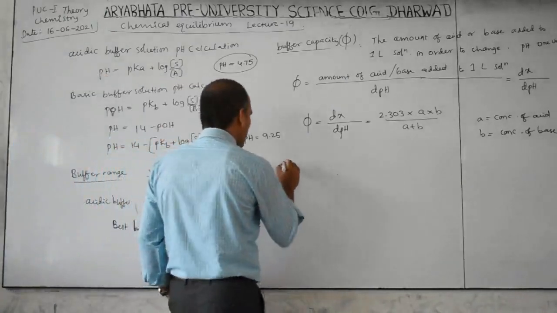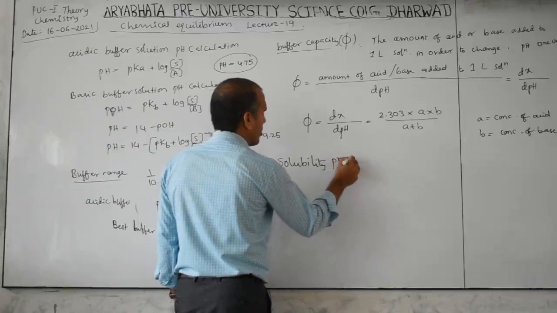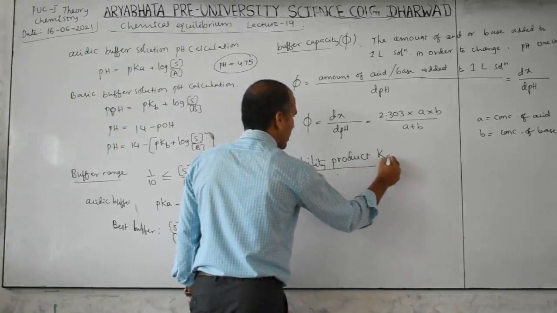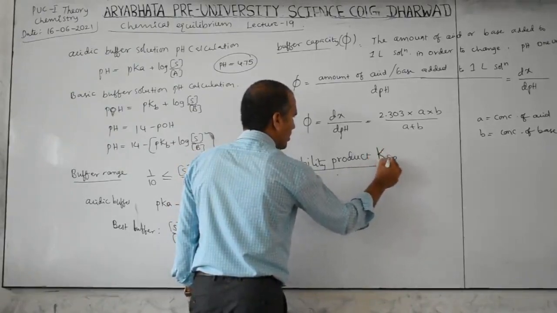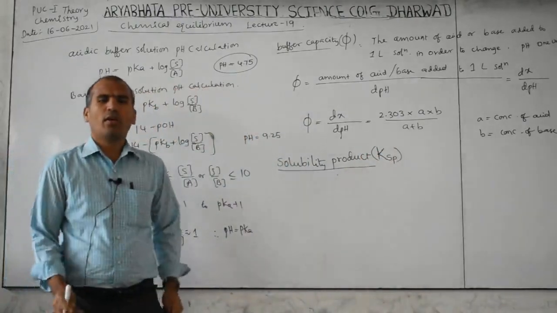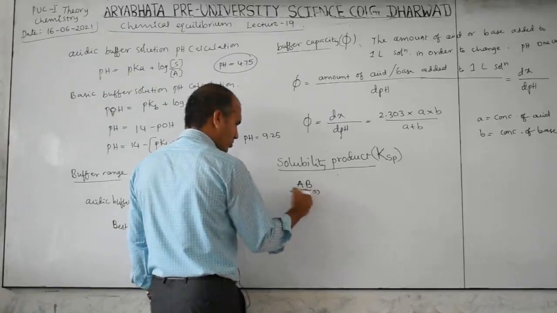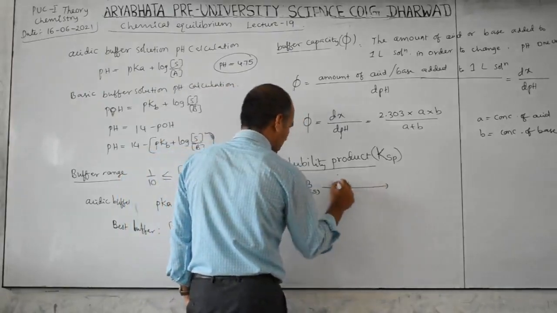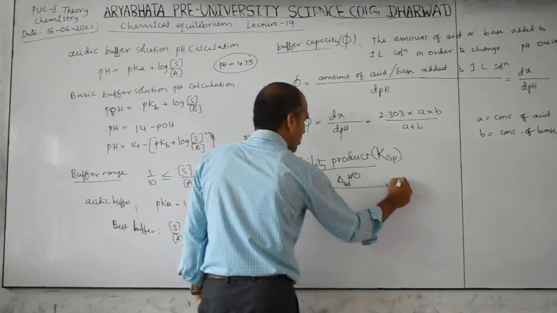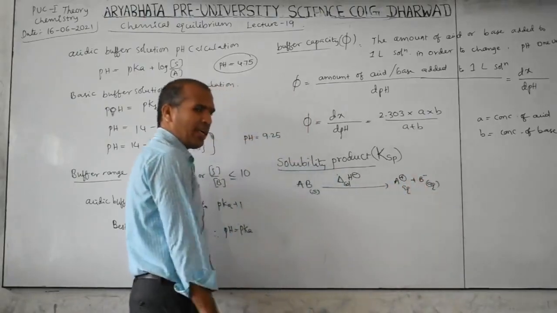After this, solubility product. This is the last topic. Solubility product is represented by capital K subscript sp. Now, you already know that when AB is a solid, it can be represented as AB solid giving A plus aqueous and B minus aqueous, with delta solution enthalpy. This is directly in one step.